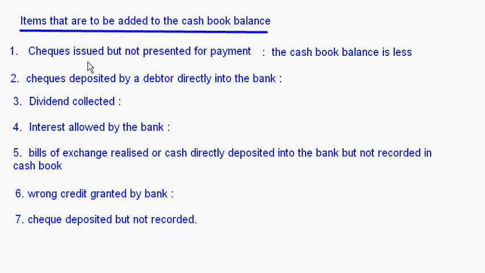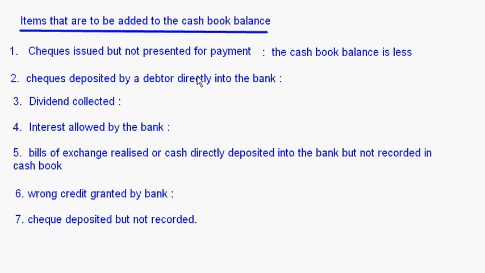Now, first of all, checks issued but not presented for payment. This means we are issuing a check to someone. So, as soon as we issue the check to someone, we deduct that amount, we enter that amount into our cash book. That means the cash book balance gets reduced because you are issuing a check, right? But it is not presented for payment, which means the party to whom you have given that check has not presented it for payment yet, right?